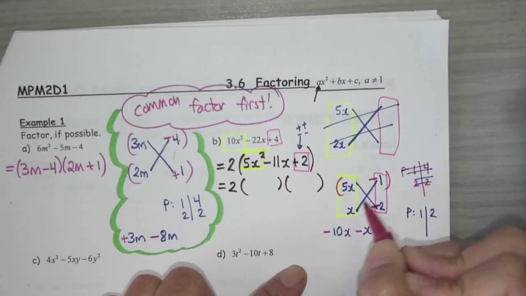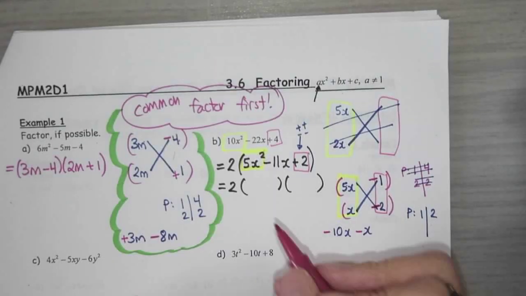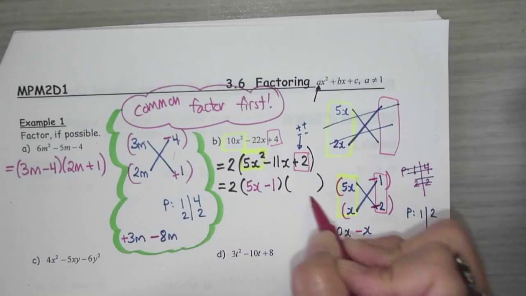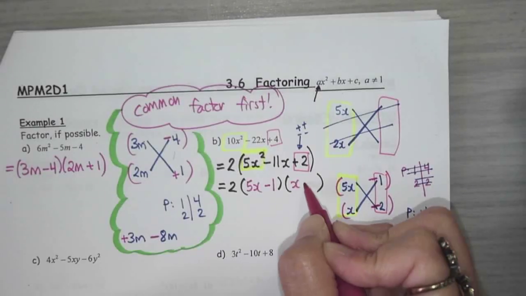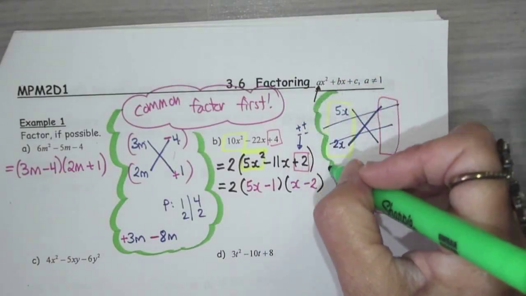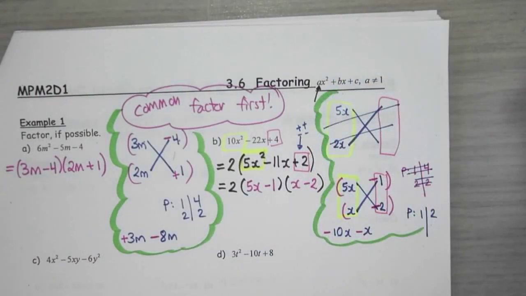So these are my two brackets. So you go 5x minus 1, and then here, x minus 2. And this stuff is just my rough work. So that goes here, the bubble stuff goes on the rough paper. You get your answer.